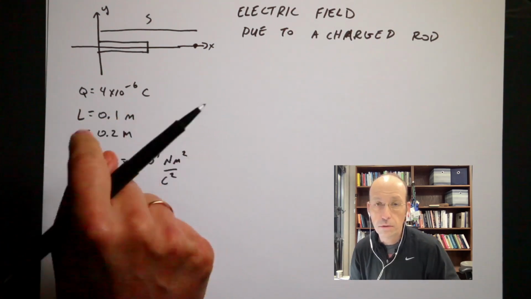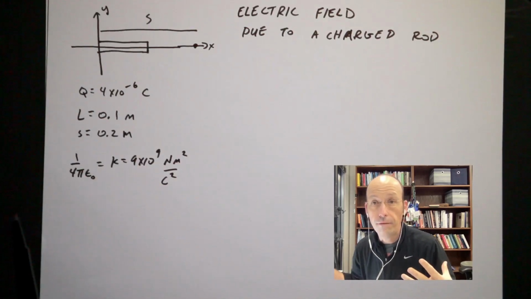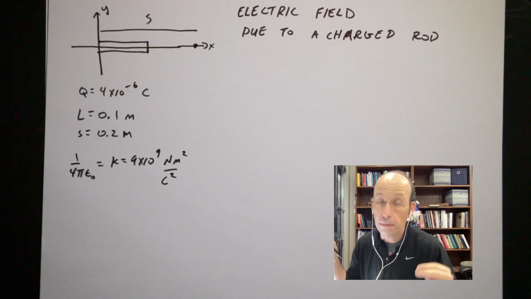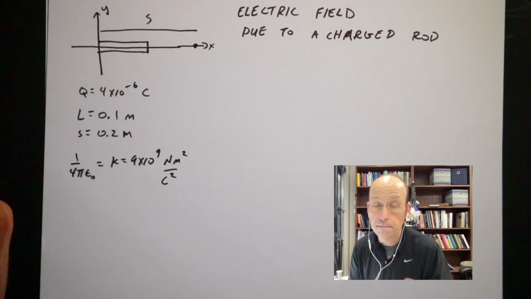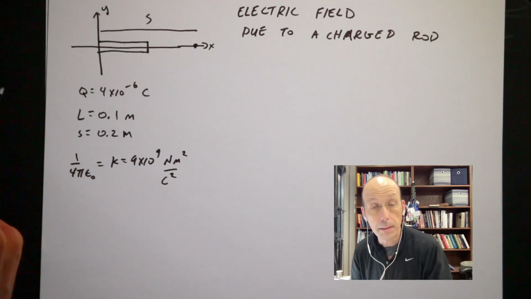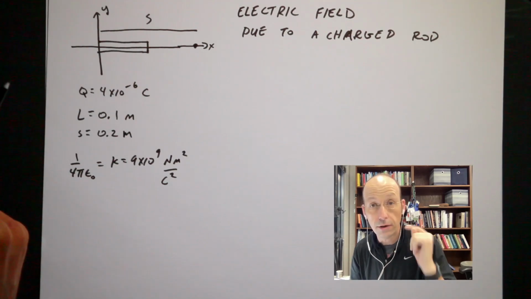So let me switch over to the paper, set it up, show you how we're going to do this, and then I'll switch over to Python. I'll build a Python program to find the electric field due to this charged rod, and then I'll go back to the paper and I'll do it with calculus.